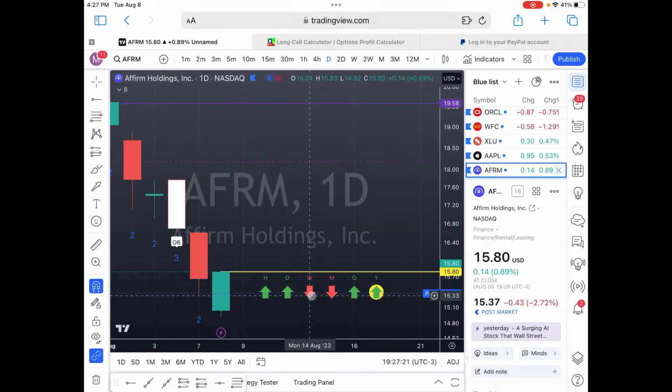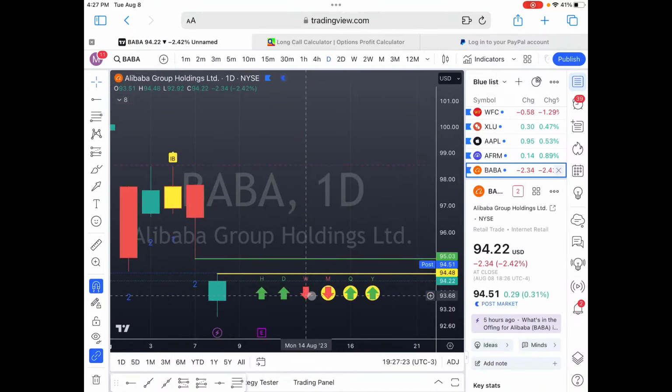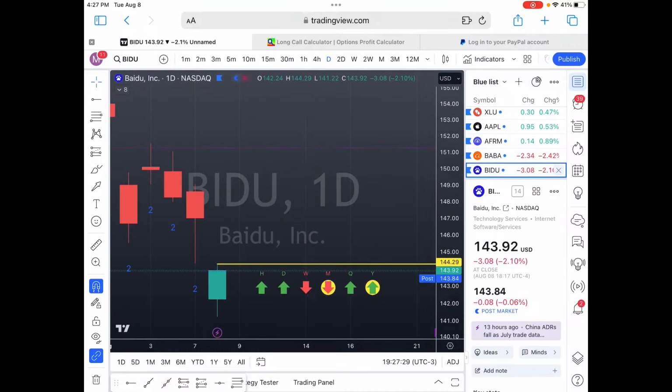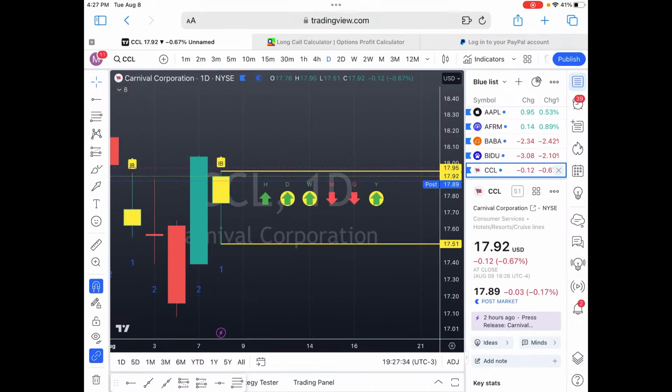AFRM, 2 down green. We'll look for those calls at 15.80. Alibaba, same thing, 2 down green. Calls at 94.48. BIDU, 2 down green. We look for the calls back to the upside, 144.29.